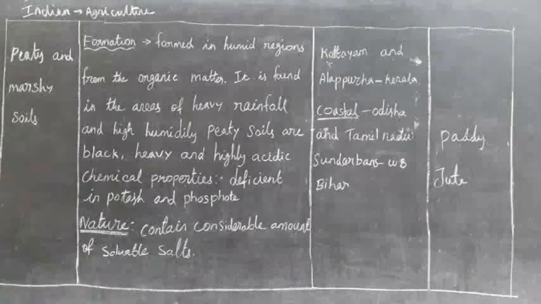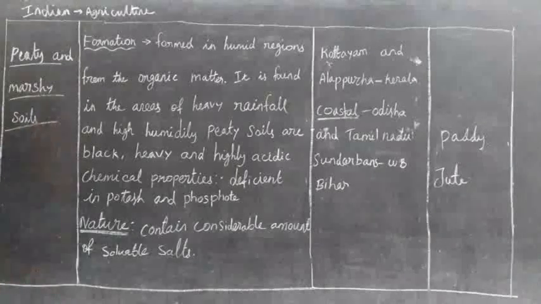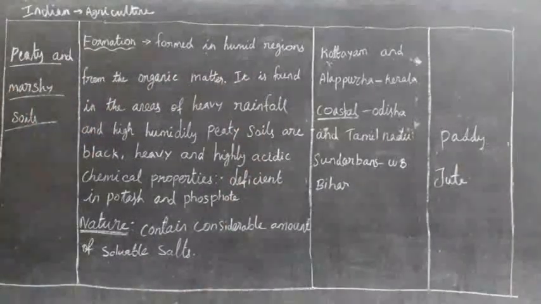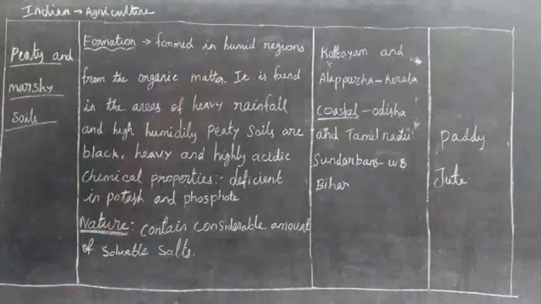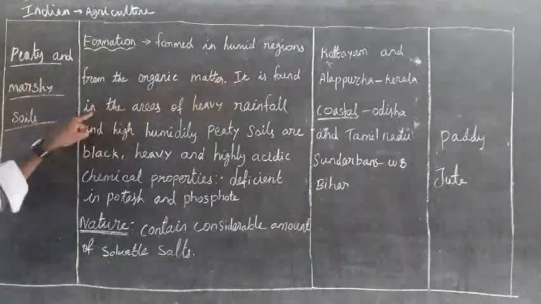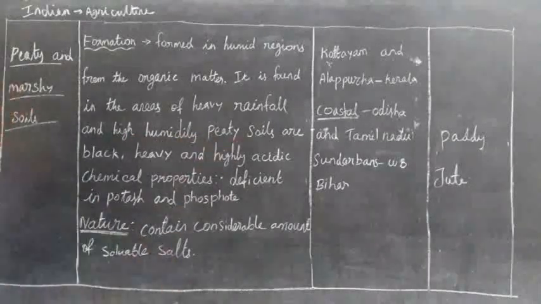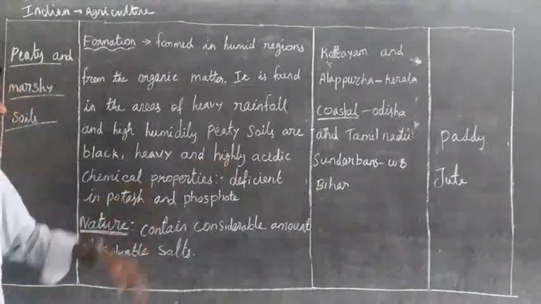Next one is peaty and marshy soils. The peaty and marshy soils are found in the Sundarban regions of West Bengal. Formation: they are found in humid regions, from organic matter, in areas of heavy rainfall and high humidity. Peaty soils are also black, heavy and highly acidic.